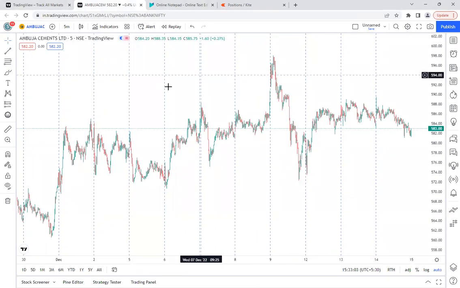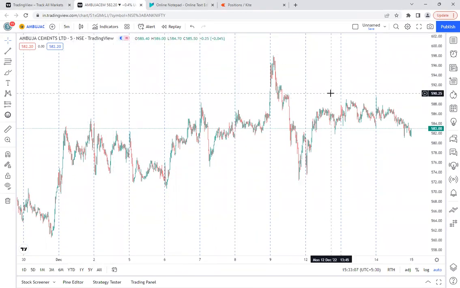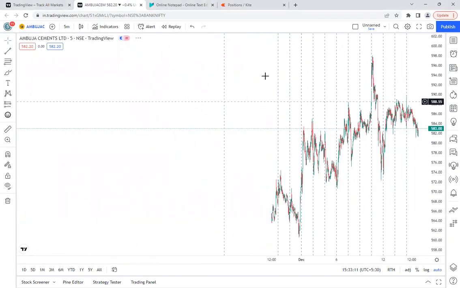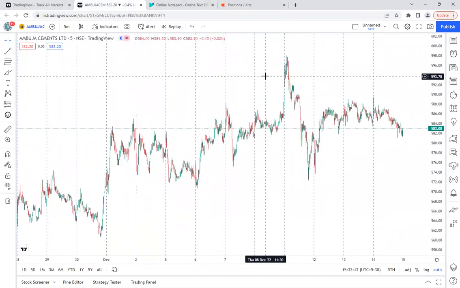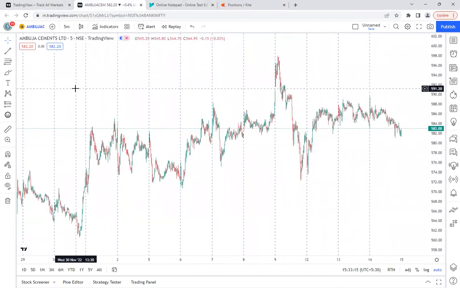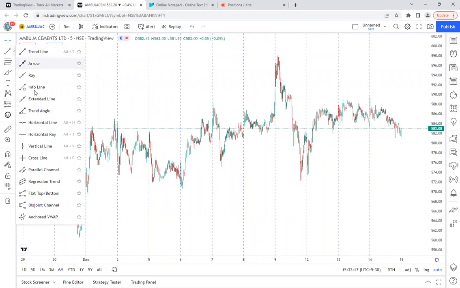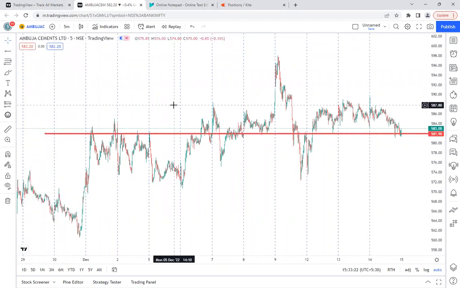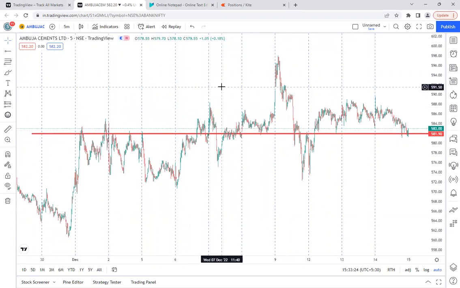So for that, I'm going to the Ambuja 5-minute time frame chart. Okay, so this is that only. So here I will plot a key level first. Here we can see a clear key level, which is this one. Why that is a key level, I will tell you first.